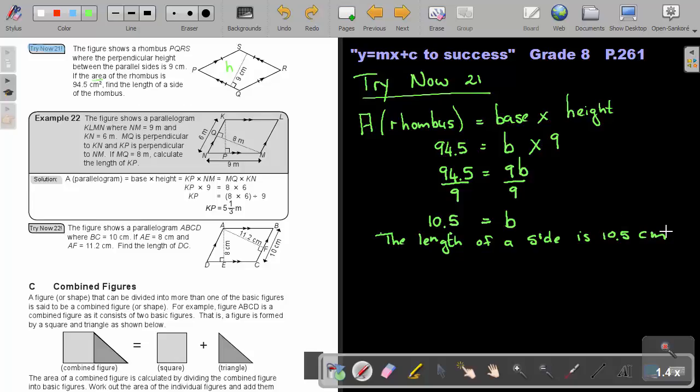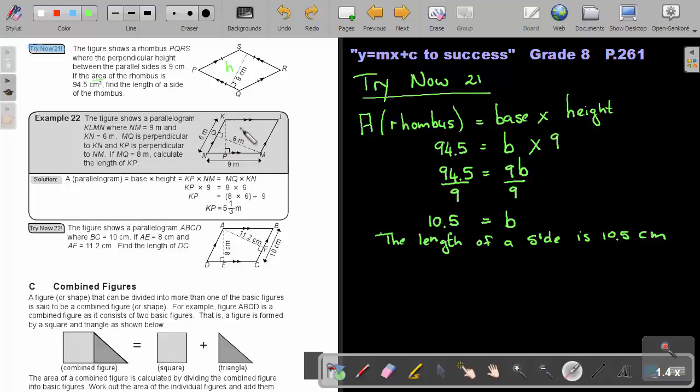Okay. Now we're going to look at the final one. So in this case, the figure shows a parallelogram, where NM is 9 and KN is 6. So they give me two distances, this is 6 and this is 9. MQ is perpendicular to KN and KP is perpendicular. So they give me a perpendicular there and a perpendicular there. This one is 8 and they ask you to calculate this one.